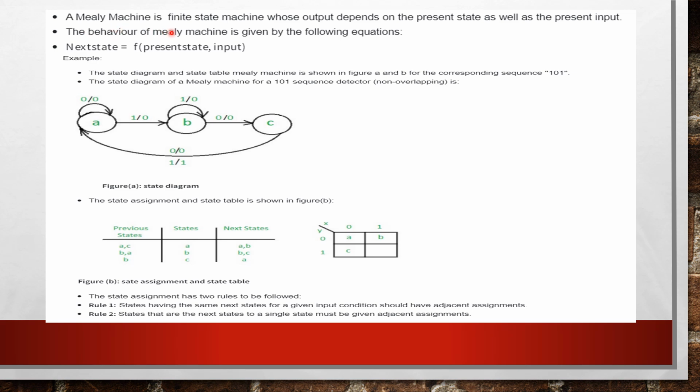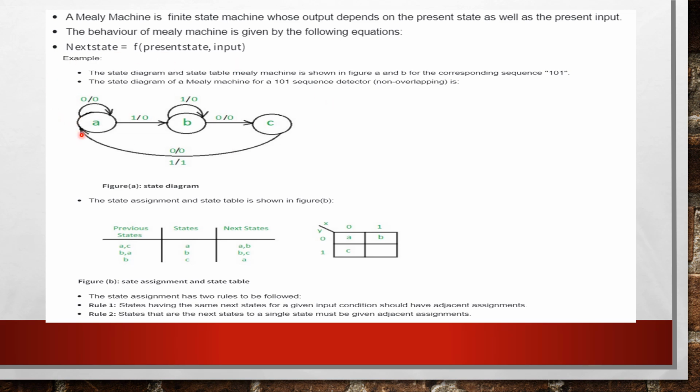Here, the Mealy machine is a finite state machine whose output depends on the present state as well as the present input. Whereas in the Moore model, it was only the present state. So here the behavior of the Mealy machine is given by the following equation. That is, the next state is a function of present state and input.